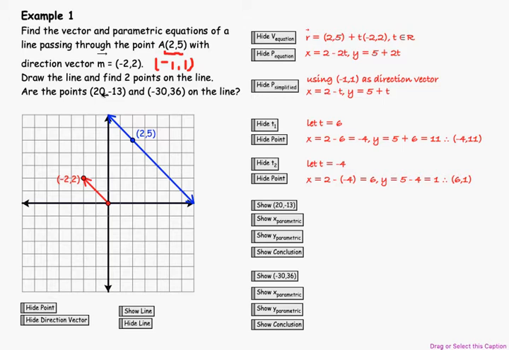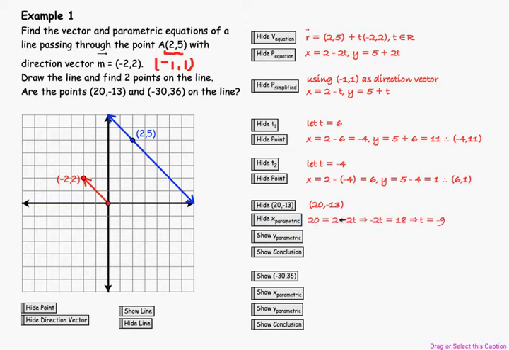All right, now we have to answer these questions. Are the points 20 and -13 on the line? Are the points -30, 36 on the line? So let's think about this first one. So how are we going to know if a point's on the line? What we're going to do is check if there is a certain t value that will return an x coordinate of 20. So I'm going to try and find what that t value is. I'm just going to plug a 20 in here, and then I'm going to isolate that for t.